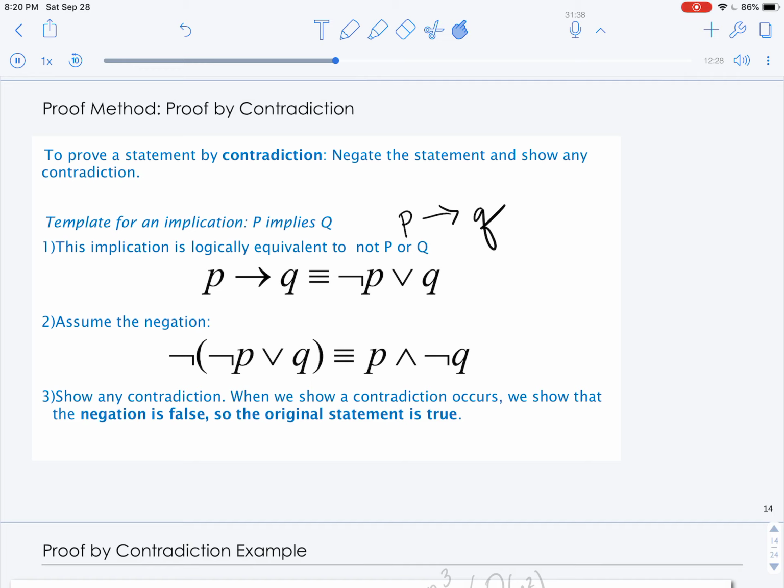And then to show that the original statement is true, we have to show any contradiction. And once again, when we show any contradiction, we are showing that the negation is false, and therefore the original statement is true.